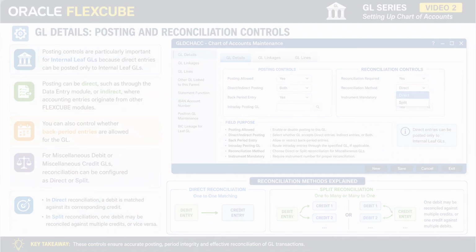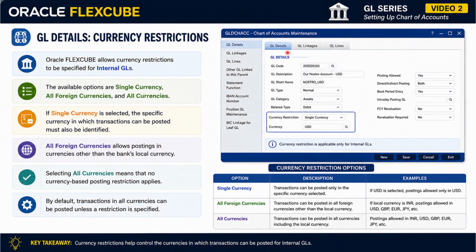In split reconciliation, one debit may be reconciled against multiple credits, or vice versa. GL details. Currency restrictions. Oracle FLEXCUBE allows currency restrictions to be specified for internal GLs. The available options are single currency, all foreign currencies, and all currencies. If single currency is selected, the specific currency in which transactions can be posted must also be identified. All foreign currencies allows postings in currencies other than the bank's local currency. Selecting all currencies means that no currency-based posting restriction applies. By default, transactions in all currencies can be posted unless a restriction is specified.